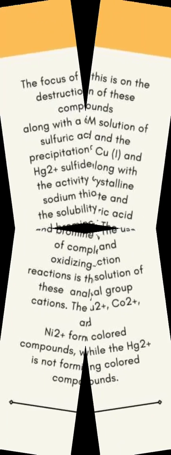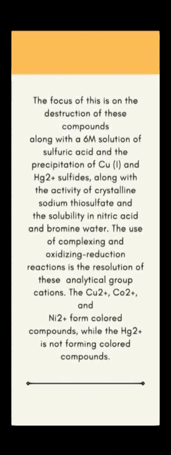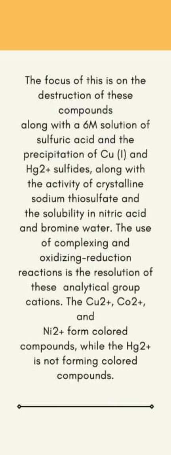Of this is on how the destruction of this compound along with a 6M solution of sulfuric acid and the precipitation of copper and mercuric cation sulfides along with the action of crystalline sodium thiosulfate and the solubility in nitric acid and bromine water. The use of complexing and oxidizing reactions is the resolution of this analytical group of cations. The cupric ion, cobalt, and nickel ion form colored compounds, while the mercuric cation does not form a colored compound.